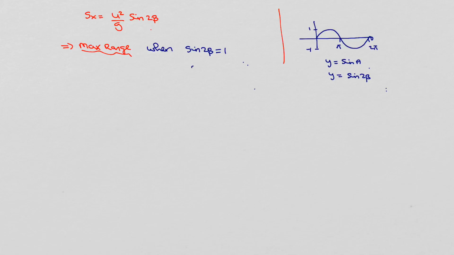So therefore that tells me that 2 beta is equal to sine inverse of 1, and sine inverse of 1 is 90 degrees, and therefore beta must equal 45 degrees. So in other words, the angle of projection that gives the maximum range is 45 degrees.